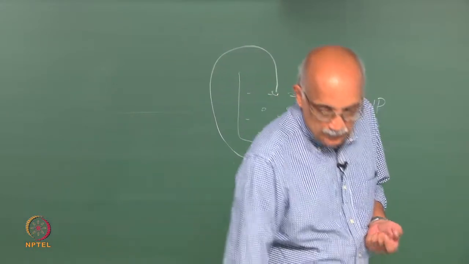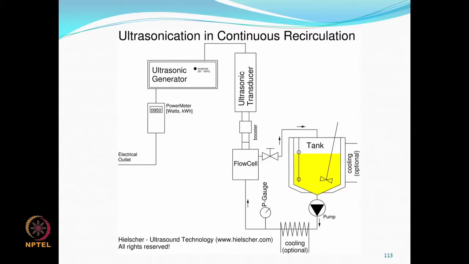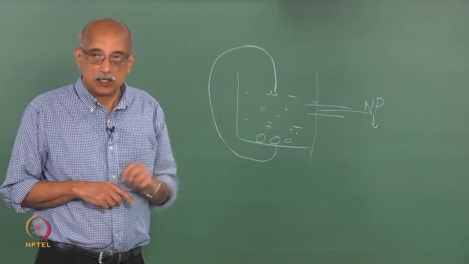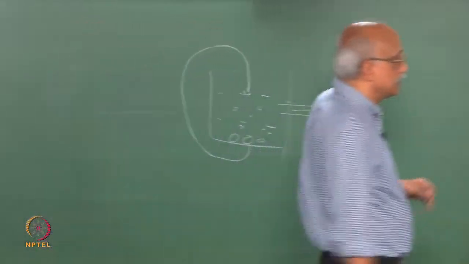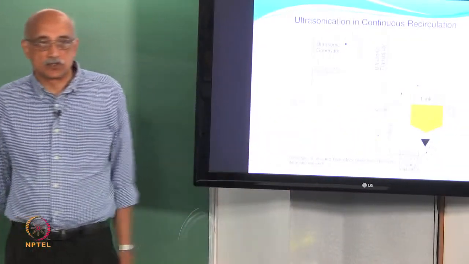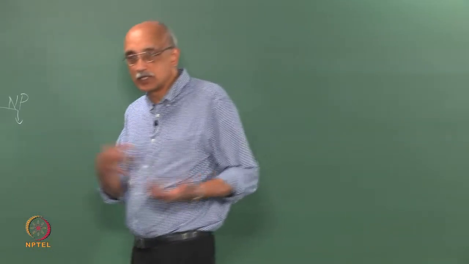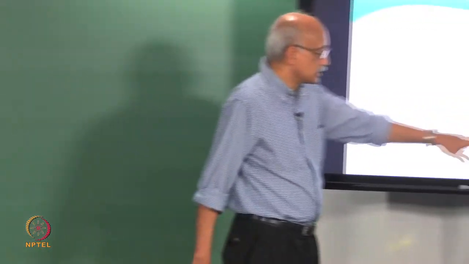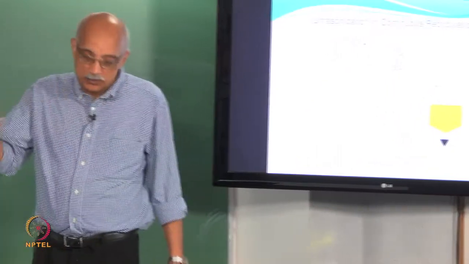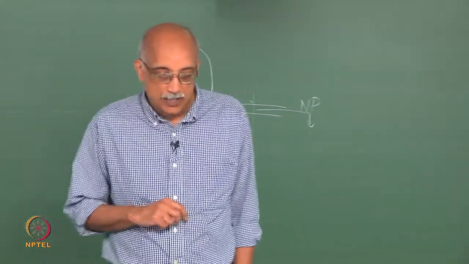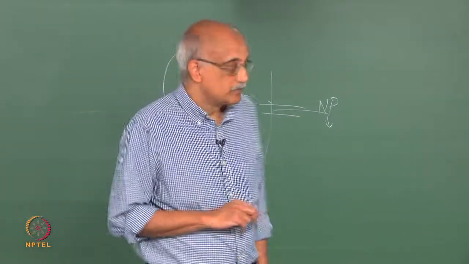A variant on this is a continuous recirculation loop, which takes this concept that I have sketched and makes it into a commercial system, where again you have the ultrasonic generator, the ultrasonic transducer, and flow cell, but it is a single tank. The same tank contains the feed material as well as the product material, and you are continuously feeding coarse particles into this, and you continuously recycle this through the flow cell where size reduction happens, and you keep doing this until you reach the size distribution that you want.